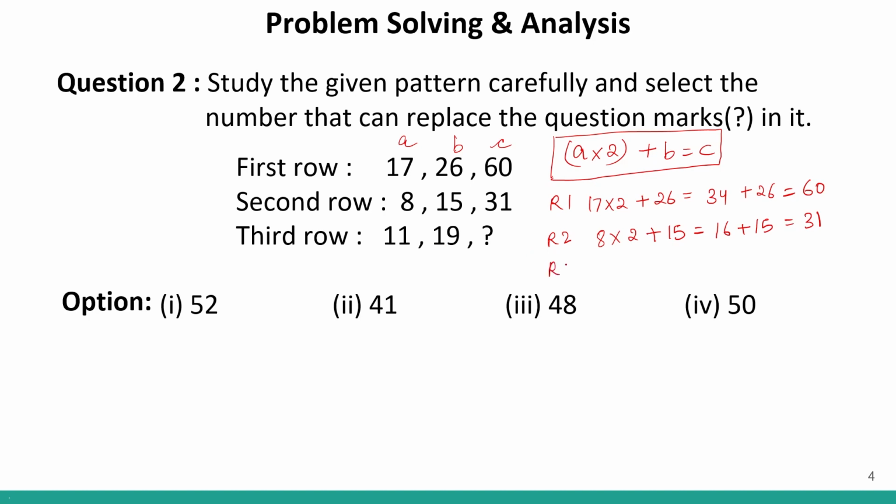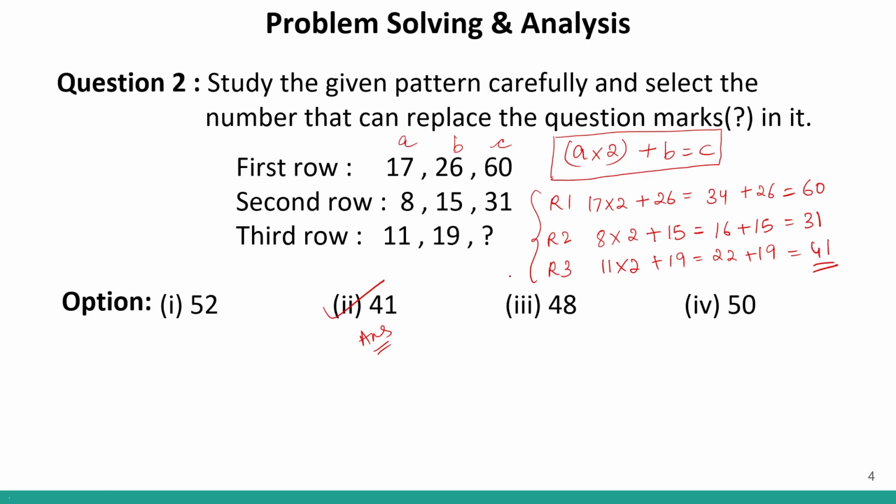Row 3, I can clearly see 11 into 2 plus 19. So this will be 22 and this will be 19. And when we add 22 and 19, we get 41. So 41 will be my correct answer, which is option number 2. Option number 2 is your correct answer. This is the solution. Okay, clear?